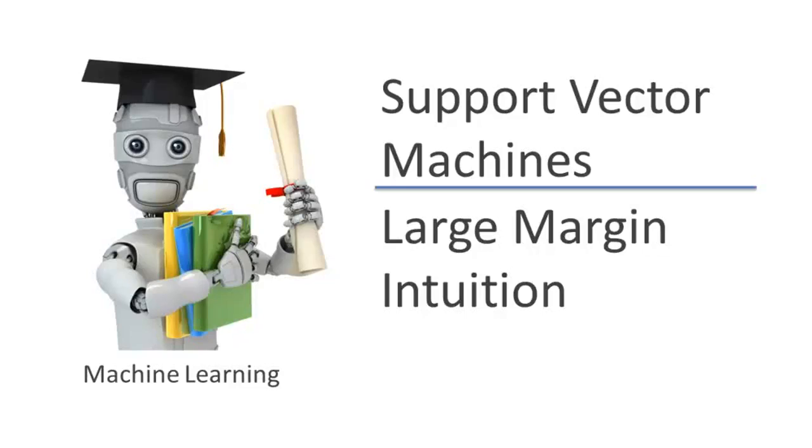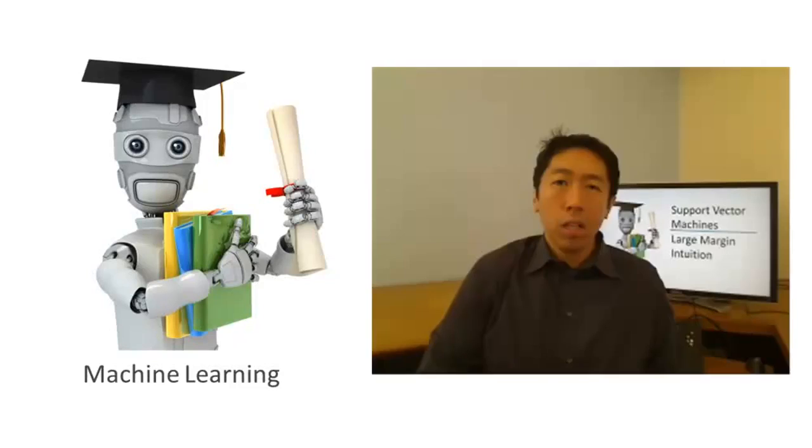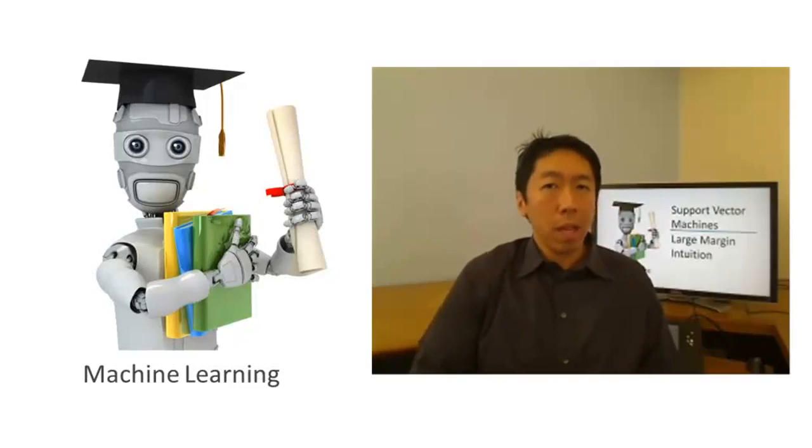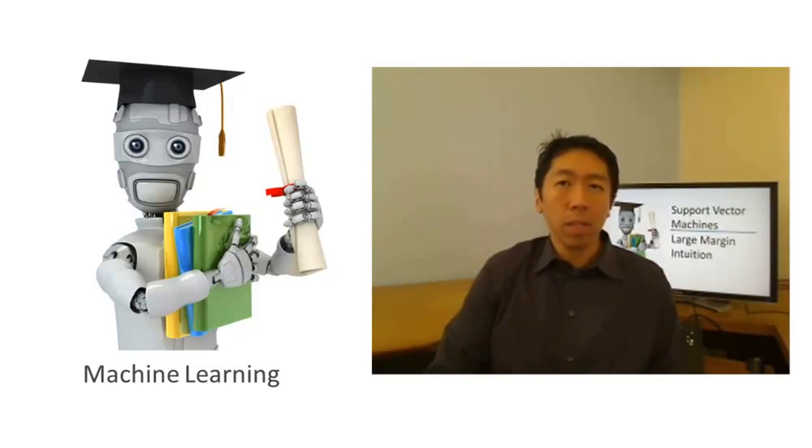Sometimes people talk about support vector machines as large margin classifiers. In this video, I'd like to tell you what that means, and this will also give us a useful picture of what an SVM hypothesis may look like.